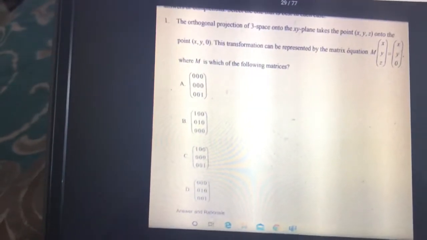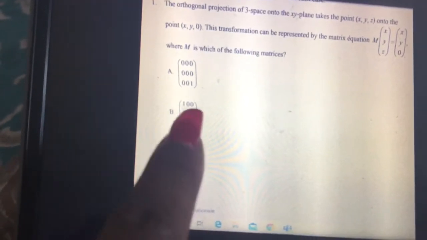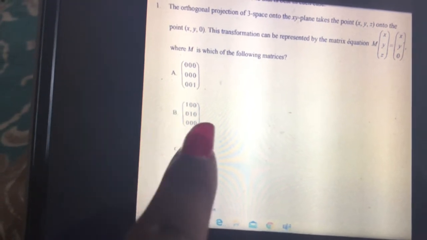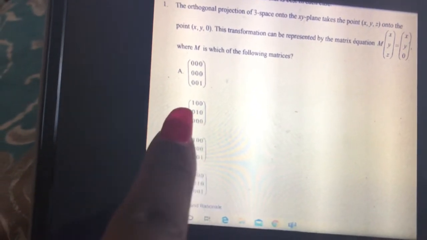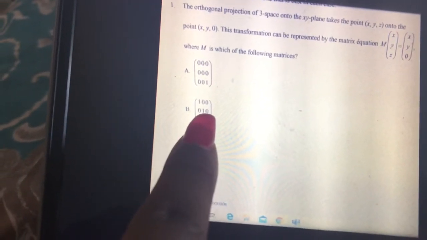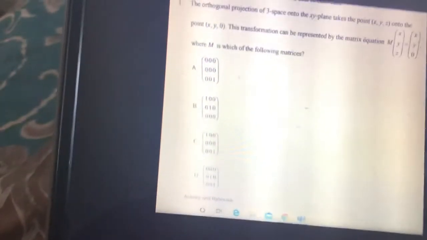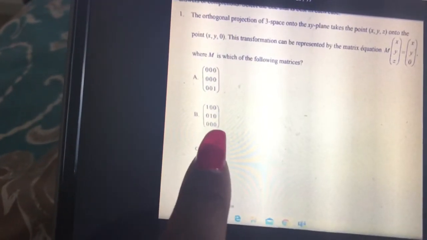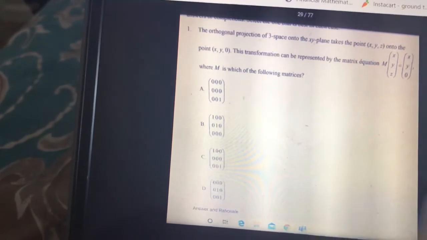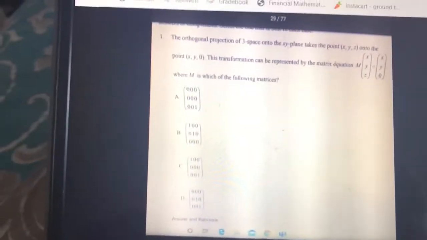All right, another way you can look at it is, since the first row here, 1, 0, 0 gave us x, then this one is going to give us y, because this is going to be 0 times x, 1 times y, and 0 times z. So that would just leave us with y. And then again for the bottom, if it's 0, 0, 0, it will give us 0. So that's how we know B is the answer. But let's just look at how that's worked out.